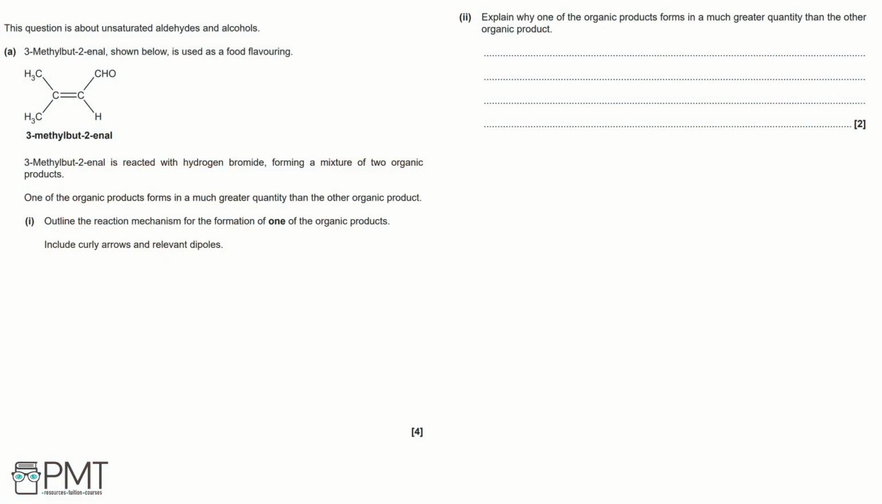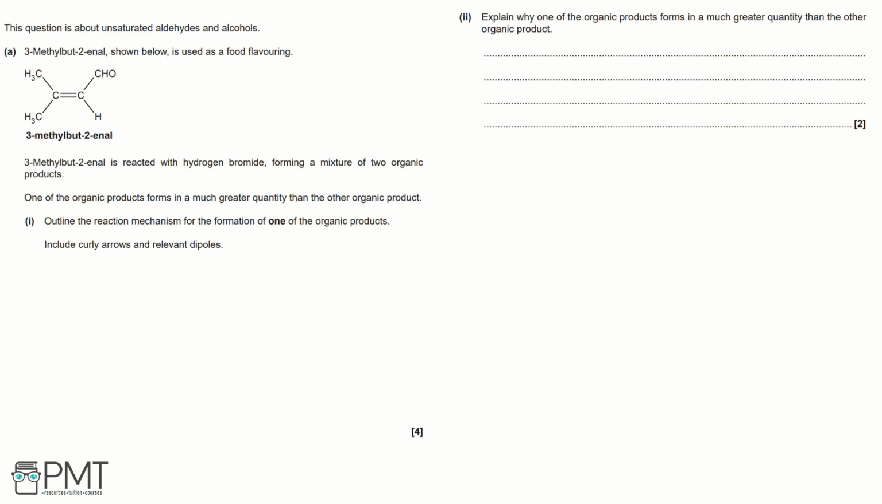This question is about unsaturated aldehydes and alcohols. Part A. 3-methyl-but-2-enal, shown below, is used as food flavouring. 3-methyl-but-2-enal is reacted with hydrogen bromide, forming a mixture of two organic products. One of the organic products forms in a much greater quantity than the other organic product.